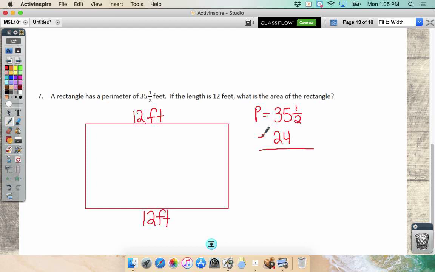Is that what you were going to say? 35 and a half minus 24? Okay, so what's that? That is 11 and a half. You can't forget your half, can you? So that means the right side plus the left side equals 11 and a half when I add it together. Now I know that 5 and a half plus 5 and a half is 11.